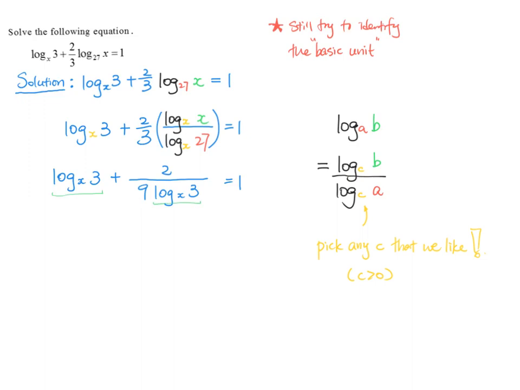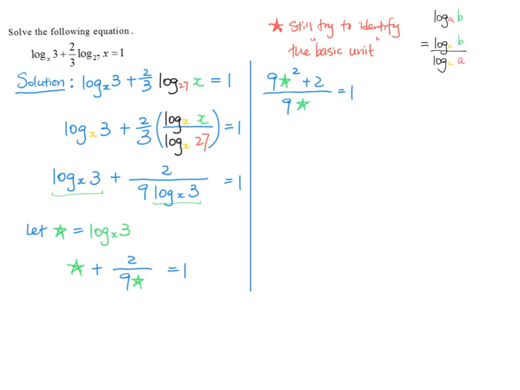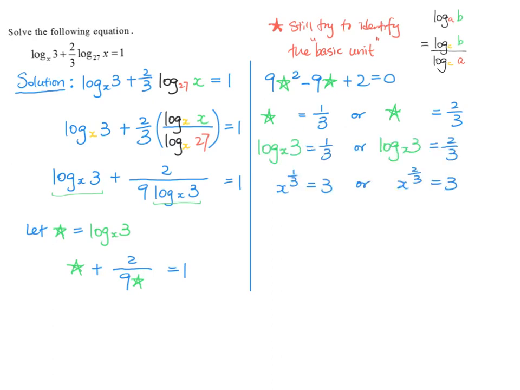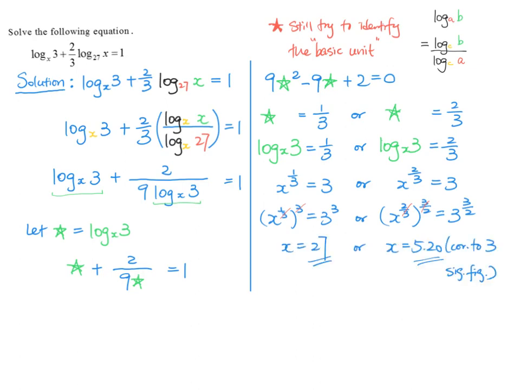Now what? We can start combining. So if I let star equal this, that gives me this. Then I find a common denominator, and this part becomes 9 star squared, which leads to this proper quadratic. And so star equals 1/3 or 2/3. And back to the substitution. So x to the third equals 3, and x to the 2/3 equals 3. And then I apply the power on both sides, which gives me these two numbers.